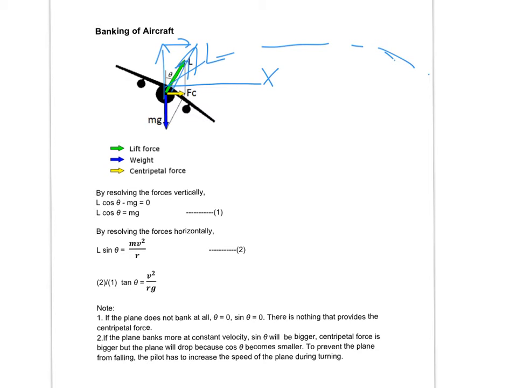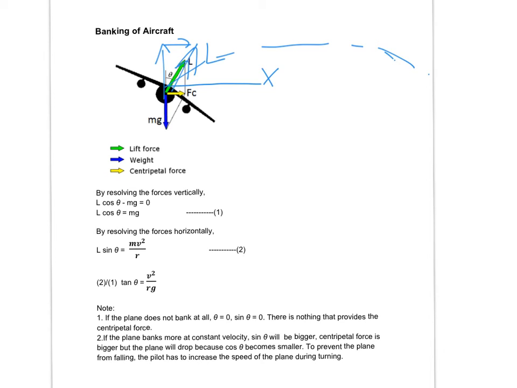If you wanted to solve questions like this, all we have to do is take equation 2 divided by equation 1 again, and we get tan theta equals v squared over gr. Now, if the plane does not bank, meaning if the plane's wing was straight like this, it will not be able to complete a turn because there will be no force acting horizontally to produce the centripetal force. So your aircraft has to bank, so that the lift force will be at an angle, which will produce L sine theta that provides the centripetal force.